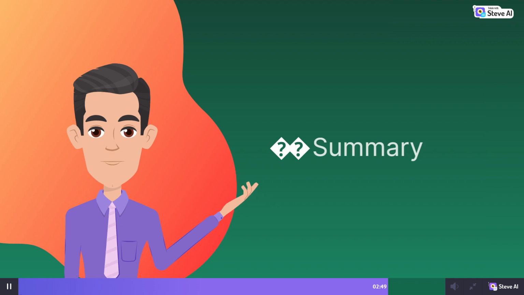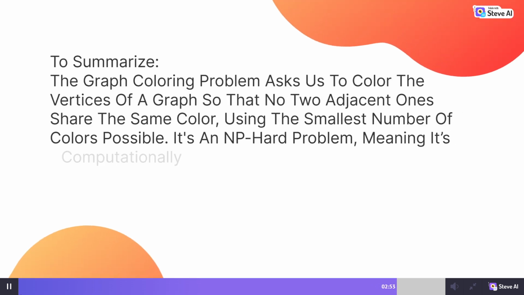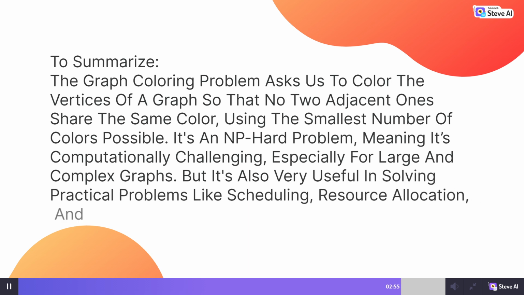Summary. To summarize, the graph coloring problem asks us to color the vertices of a graph so that no two adjacent ones share the same color, using the smallest number of colors possible. It's an NP-hard problem, meaning it's computationally challenging, especially for large and complex graphs. But it's also very useful in solving practical problems like scheduling, resource allocation, and network design.